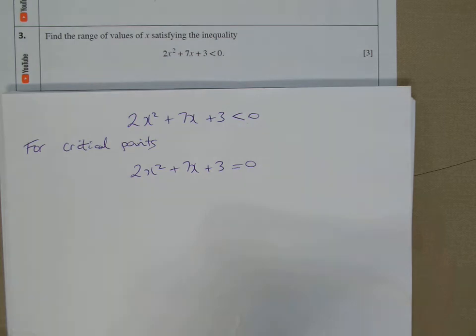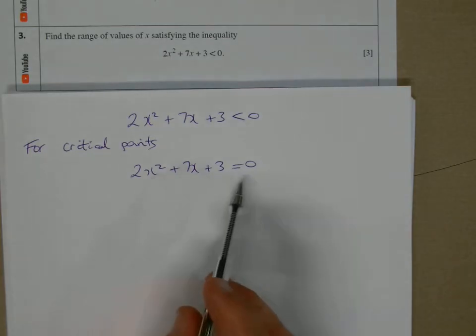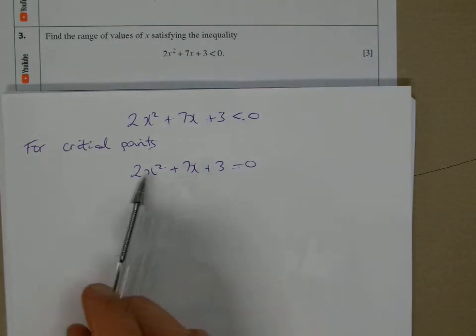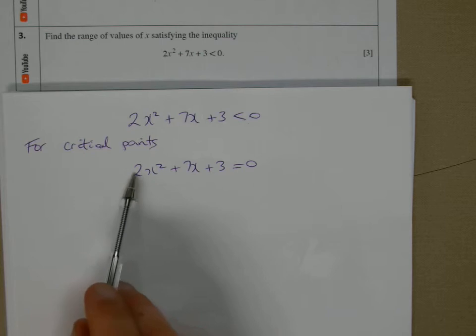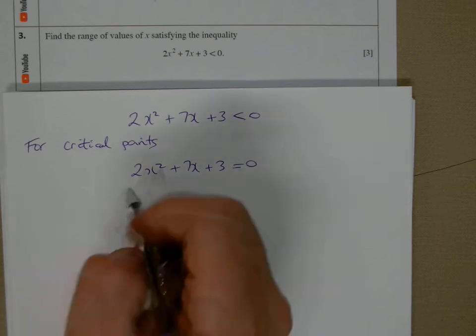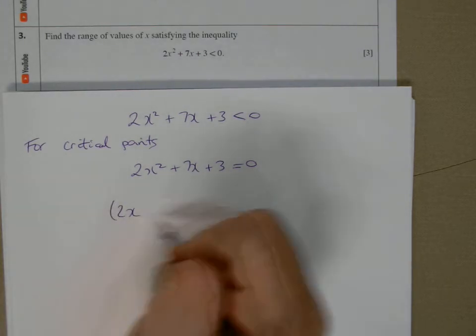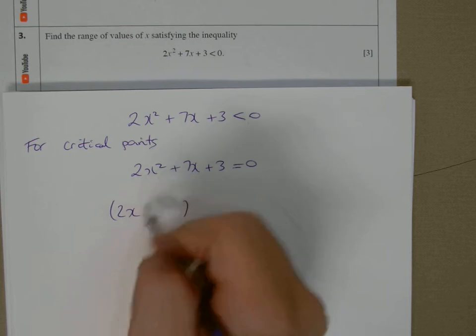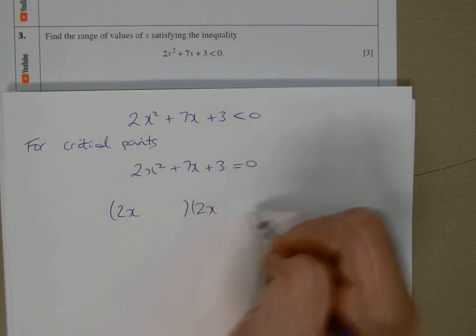equals 0. When you've got a quadratic equal to 0, we try and solve it with two brackets. If there's a number in front of the x squared that isn't 1, in this case the number's 2, we'll have two brackets, and we're going to put 2x in both brackets, because it's 2x squared.